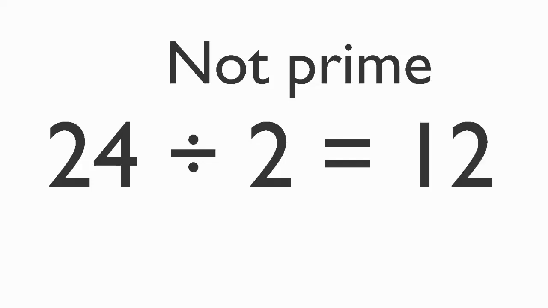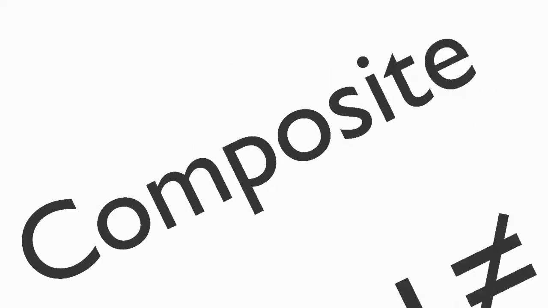As you may have noticed, no even numbers after 2 are prime because you can divide them all by 2 and get a whole number. For example, 24 is not prime because 24 divided by 2 is 12. We call it a composite number, which is the opposite of prime. We're going to ignore 0 and 1 right now because they have their own special rules.